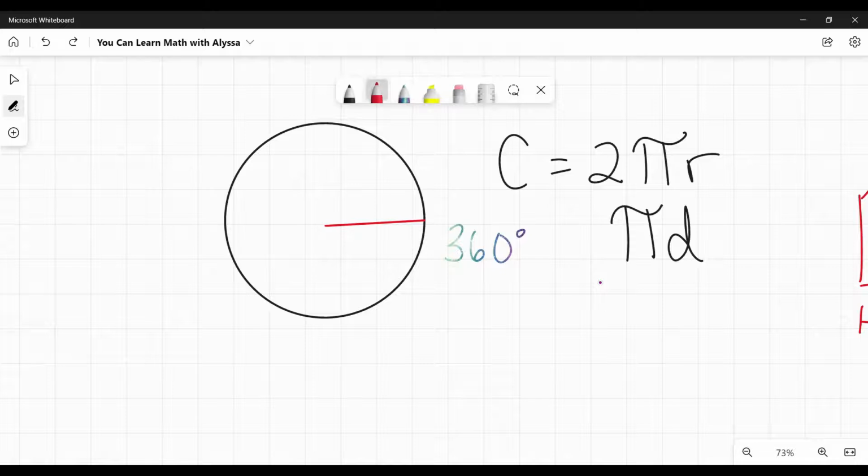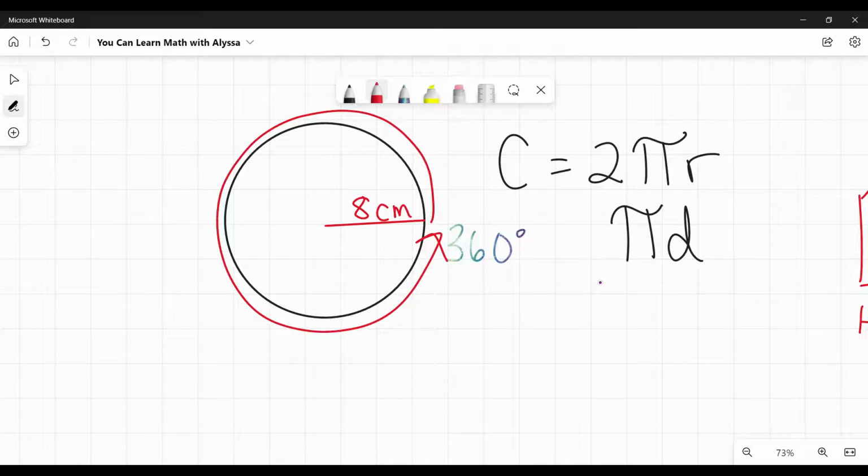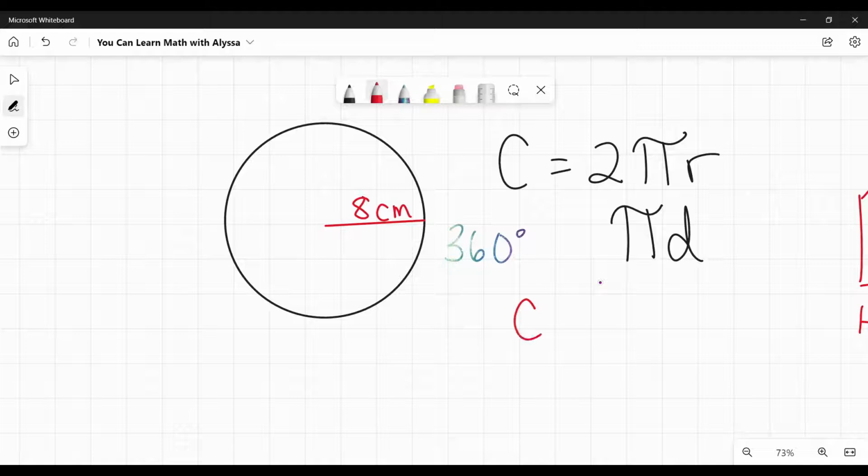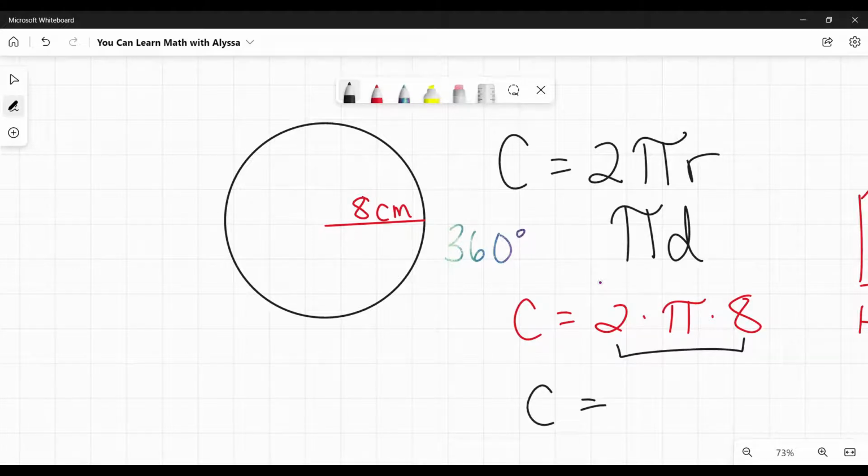So let's say I told you that this circle has a radius of 8 centimeters. Then what is its circumference? How long would the fence be to go around this circle? I start with circumference equals 2 times pi times the radius. My radius is 8, and 2 times 8 is 16. So 16 times pi centimeters. I can just leave it like that. This is called leaving it in terms of pi.